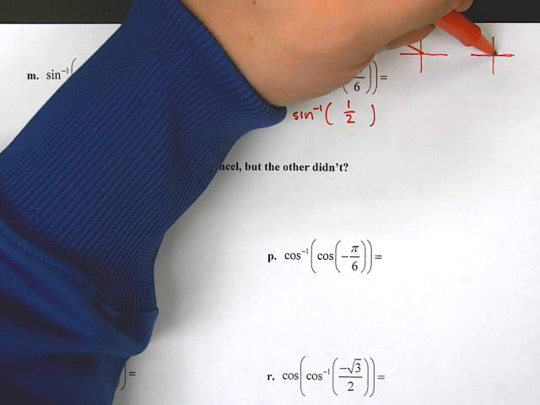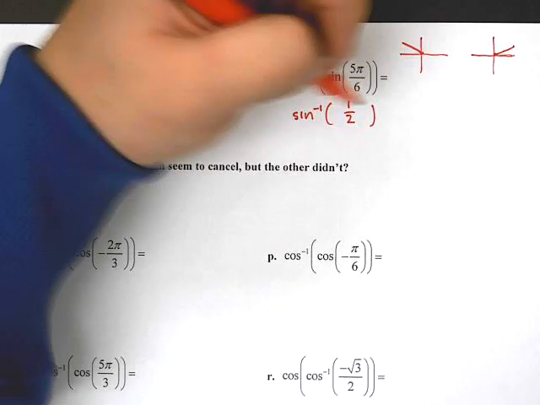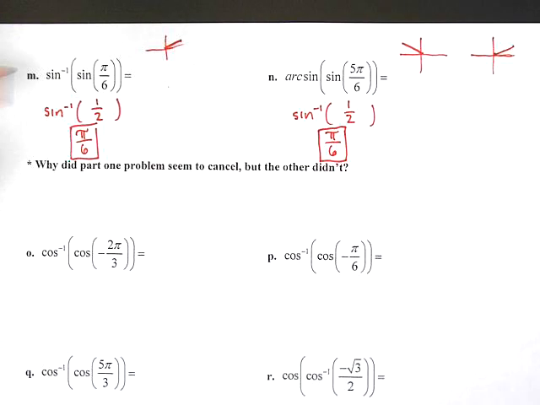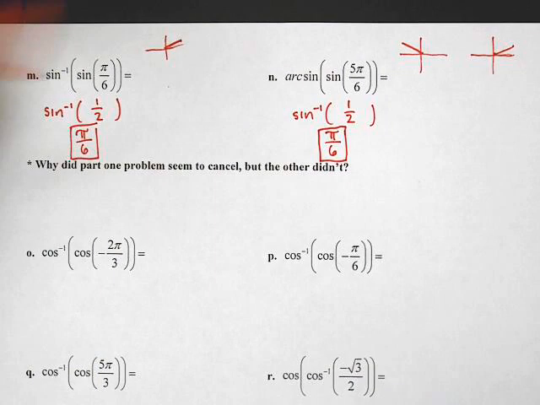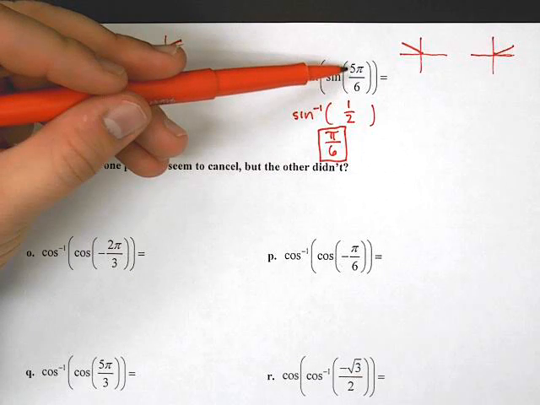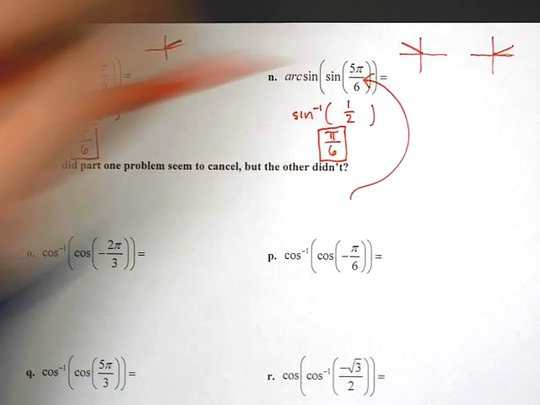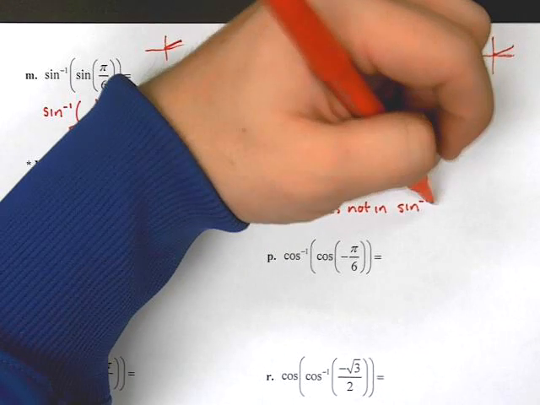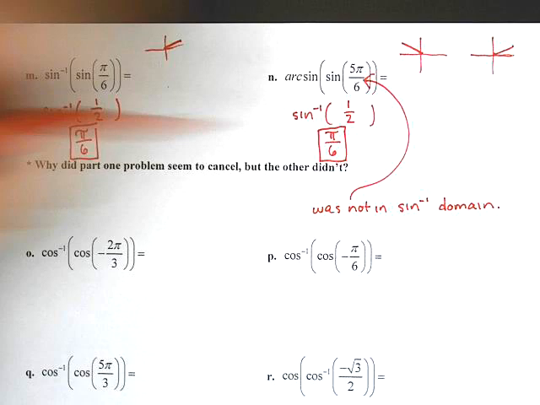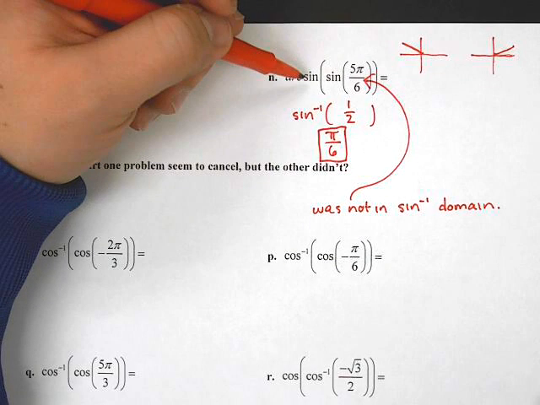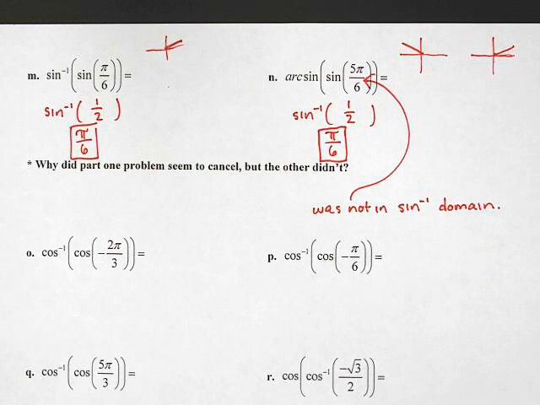because we have to be in quadrant 1, is pi over 6. So here is what I need you guys to understand. This is nice, right? It looks like the sines just cancel each other out. Why didn't it work the same way over here? Well, what I need you to understand is this piece: this 5 pi over 6 was not in the sine inverse's domain. All right, so I can't let you get in the habit of just saying, well, sine and inverse sine cancel each other out. It doesn't work like that. You got to work through the problem. Okay?